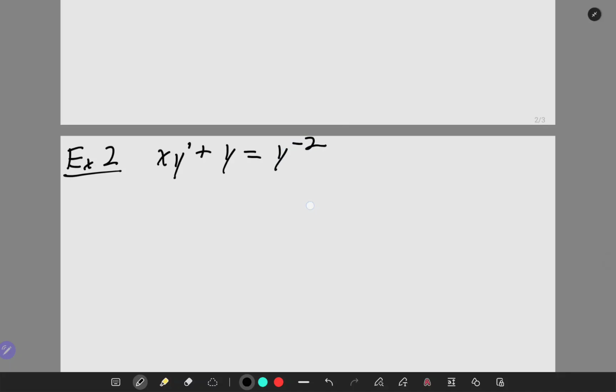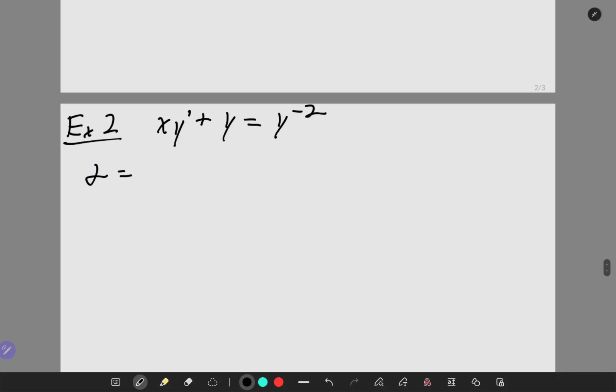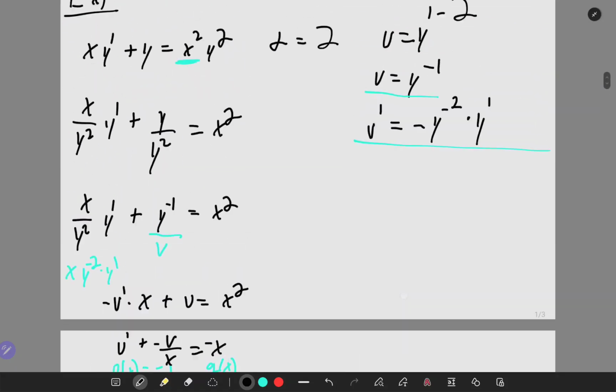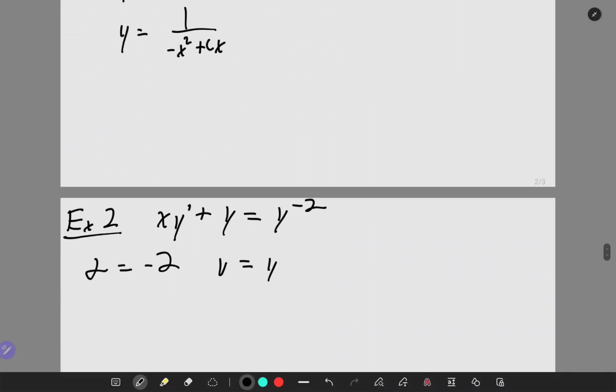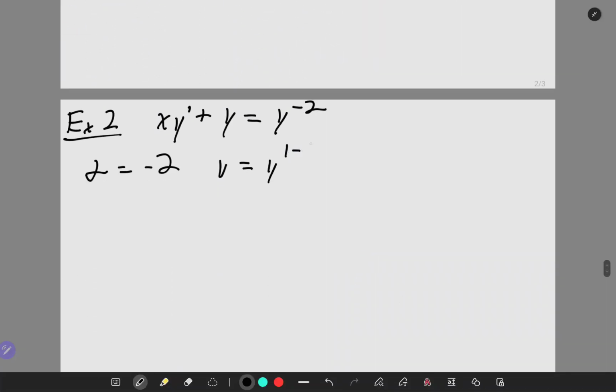So for this one, our alpha is negative 2. So then our v is y to the, what was it, 1 minus alpha, right? Yep, y to the 1 minus alpha. So then v is equal to y cubed. V prime would be equal to 3y squared times the derivative of the inside, y prime.